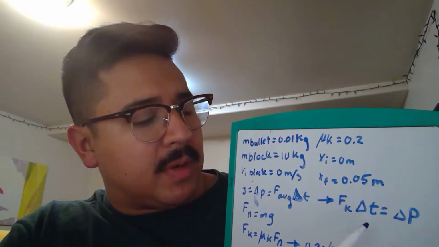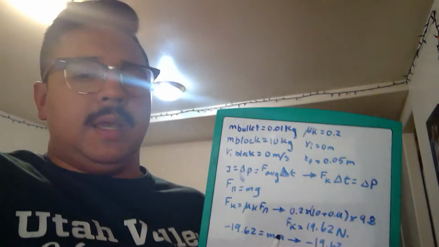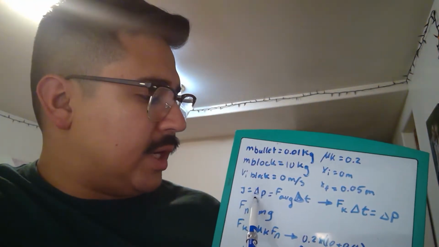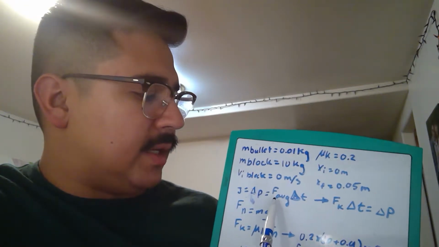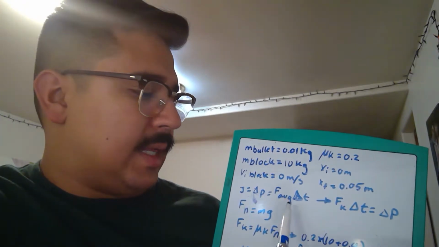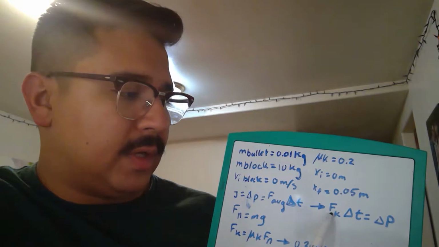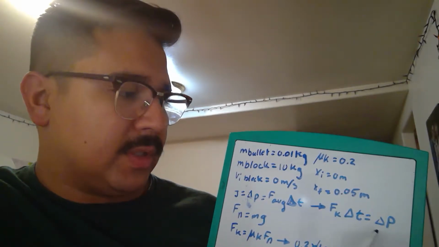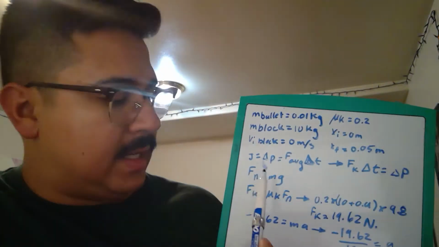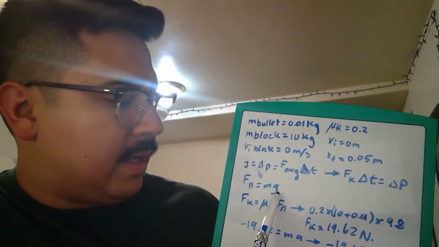Some of the equations we're going to be using to solve this problem: remembering that impulse is equal to the change in momentum, which is the average force times the delta time. In this case, the average force is going to be the kinetic force, times the delta time, which is going to be equal to momentum. And something to keep in mind is that the normal force is equal to mass times gravity.